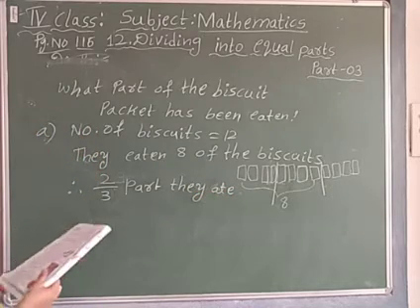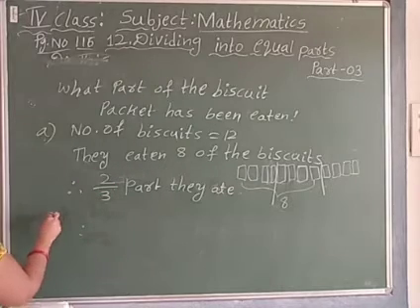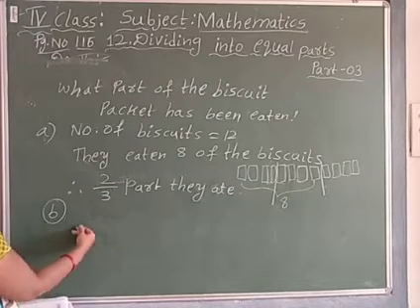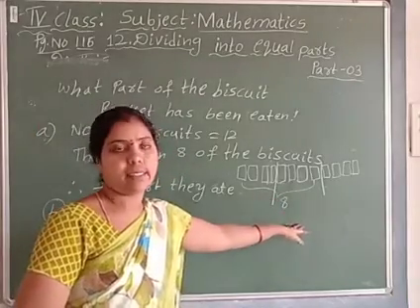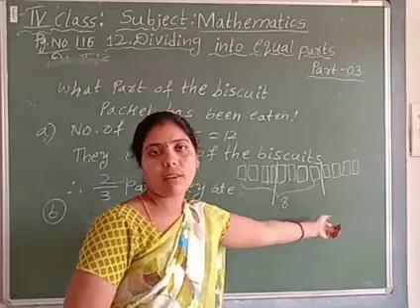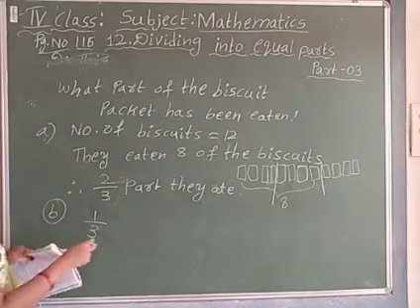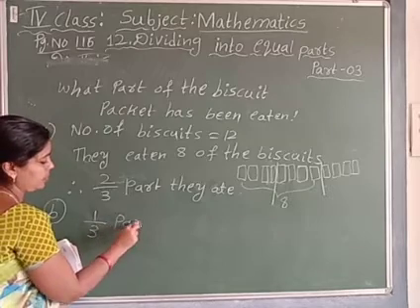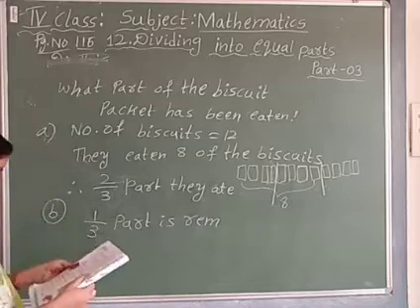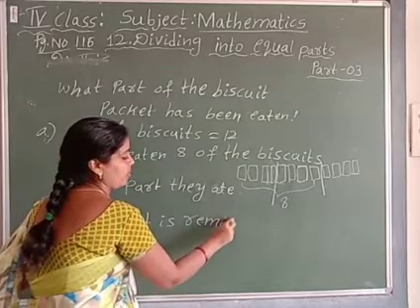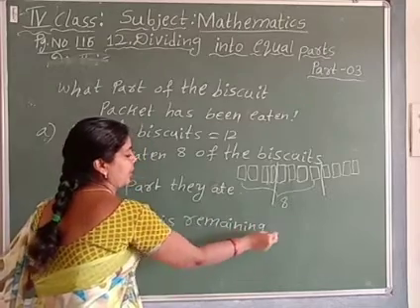So next one is given. What part of the biscuit packet is remaining? So what part is remaining? See here. So 2 parts only they ate. So remaining 1 part, no? Yes. So total 3 parts. So 1 part only remaining. 1 by 3 part is remaining.